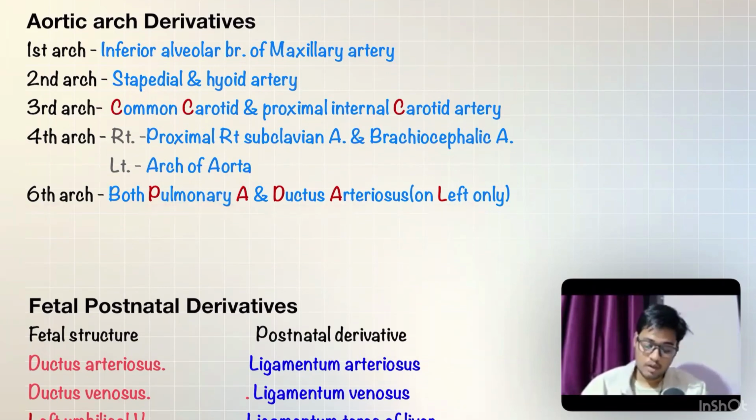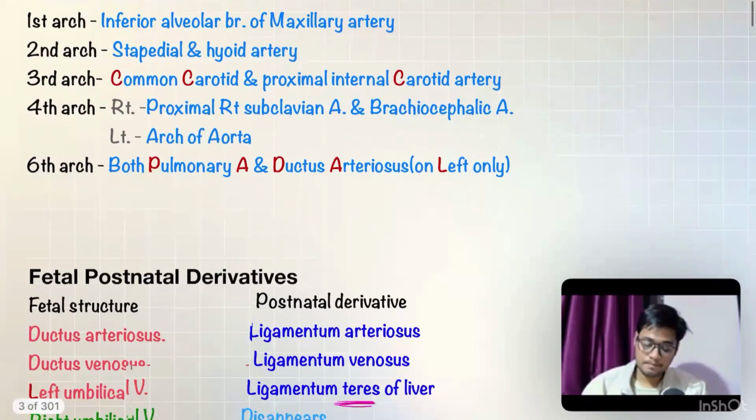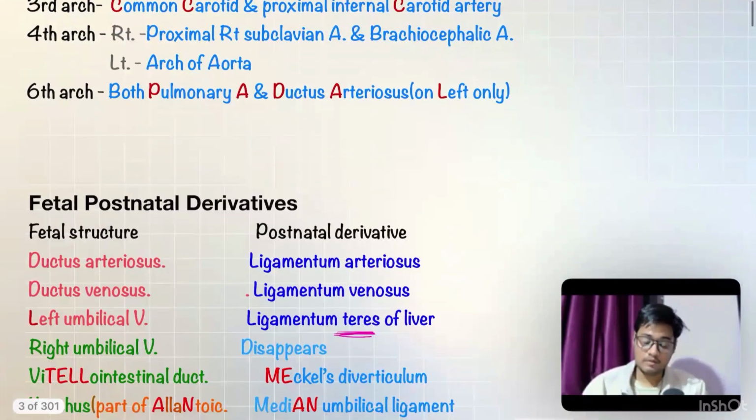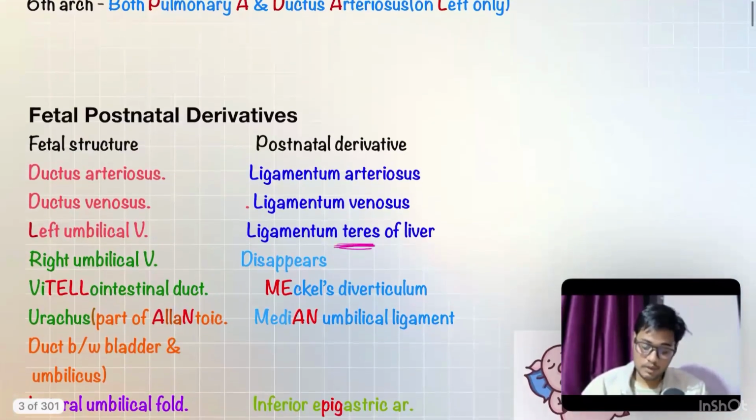You can remember it by that there are six police department. Police department stands for PD, and from P you can remember pulmonary artery, and from D you can remember ductus arteriosus. So if someone asks you how many police departments are there, there are six police department. So from six police department you can remember that from sixth arch pulmonary artery and ductus arteriosus is formed. So after aortic arch derivatives, we are coming on to the fetal postnatal derivatives.